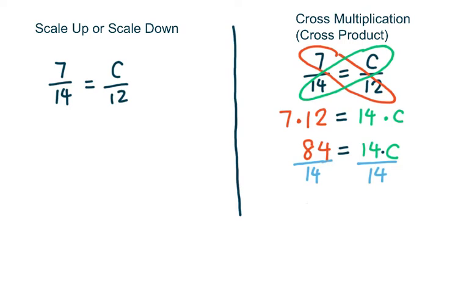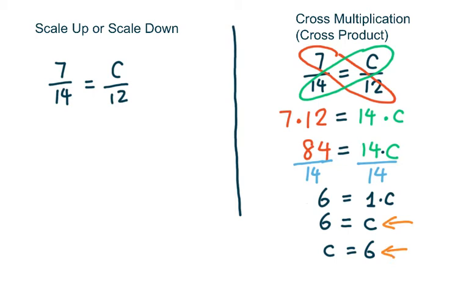So 14 divided by 14 is 1. And that means this is 1 times c. And 84 divided by 14 is 6. So then I just write down my answer, which is 6 equals c. If you want to write c equals 6, that's also fine. But you want to first write down this step and then write down c equals 6.